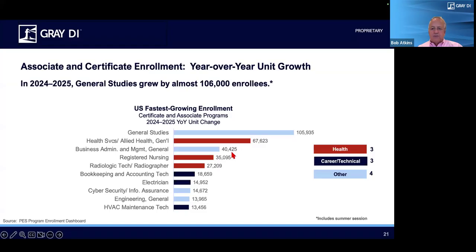So that makes me a little more comfortable that that completions number we talked about was valid, because we're seeing that same bounce in enrollment. Cybersecurity, not a surprise. Engineering, also up 14,000 students enrolled. Then we have a handful of career and technical programs that make this list: bookkeeping, electrician, and HVAC maintenance tech, all with over 14,000 incremental students. So these are the fastest growing programs in terms of enrollment.